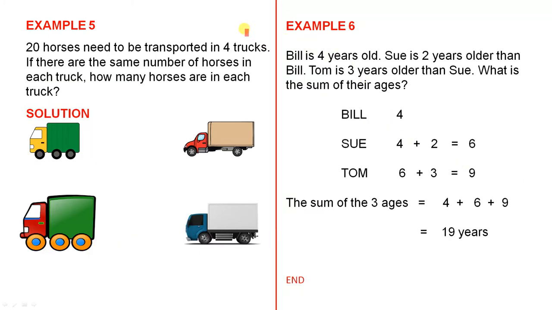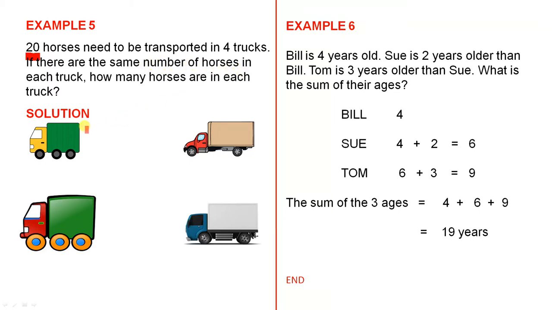Example 5. 20 horses need to be transported in 4 trucks. If there are the same number of horses in each truck, how many horses are in each truck? So the important thing is there are 20 horses. Now here are the trucks, 1, 2, 3, 4. So students can draw the trucks, or they can put something on their desk or on the floor to represent a truck. Now it says that the same number of horses. So this is the importance of reading. You must read the problem carefully and understand what it's telling us.